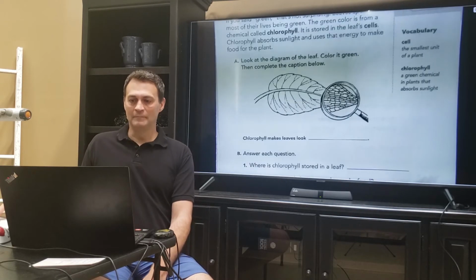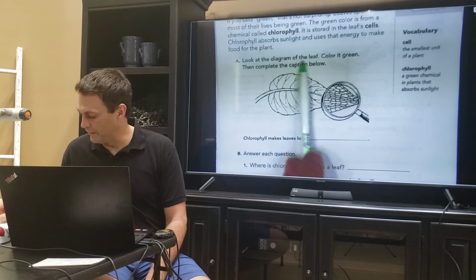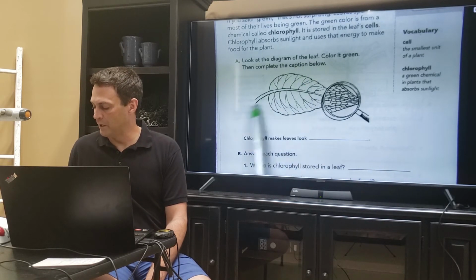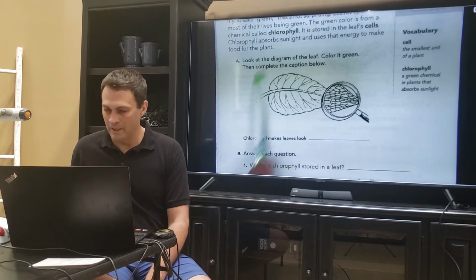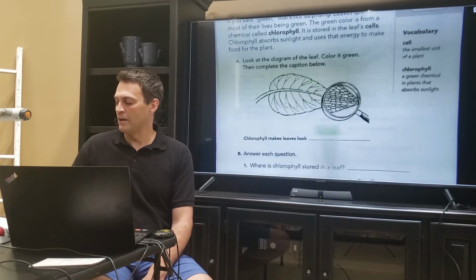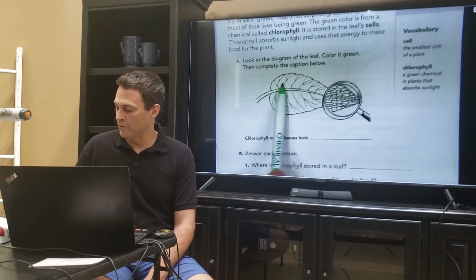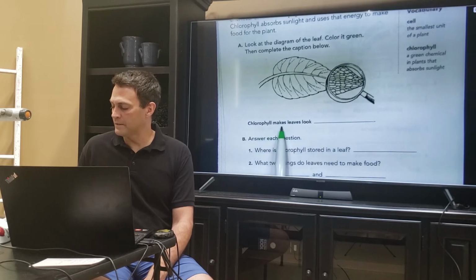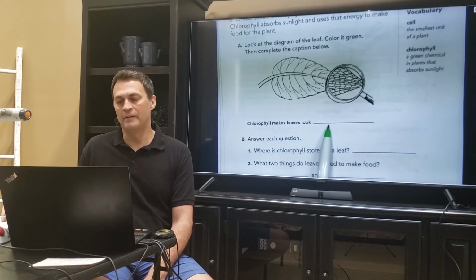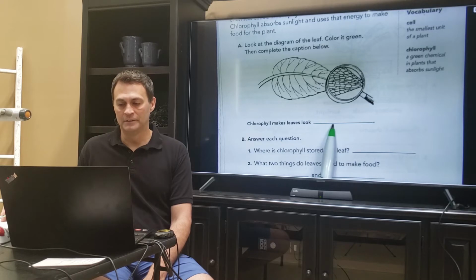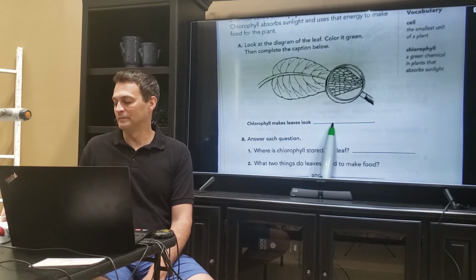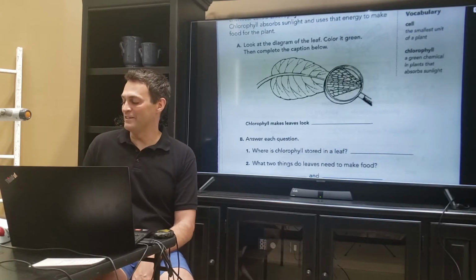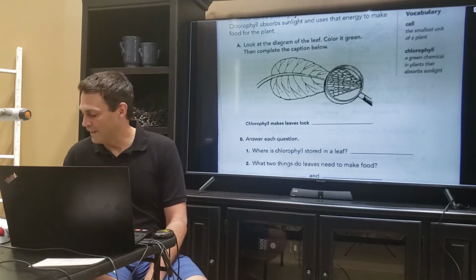Anyways. All right, so you're going to look at the diagram of the leaf, color it green, then complete the caption below. If you don't have a green crayon, they just want you to color the part that's green. And chlorophyll makes leaves look, I think they're looking for a color here. So if chlorophyll is green, what color do you think the leaves would be? Just write the color down in here, okay?